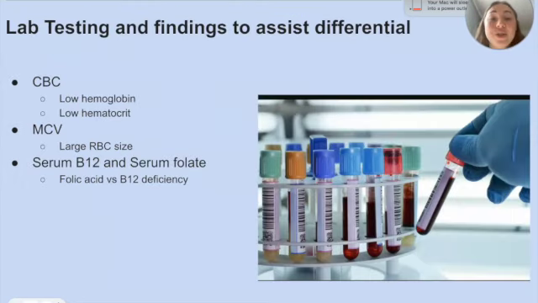Laboratory testing and results will confirm a differential diagnosis. A CBC, also known as a complete blood count, is necessary as B12 deficiencies would reveal anemia affecting both hemoglobin and hematocrit. A mean corpuscular volume, MCV, would measure the red blood cell size to confirm megaloblastic anemia caused by B12 deficiencies. Finally, serum B12 and folate levels will differentiate between a folic acid and a B12 deficiency.